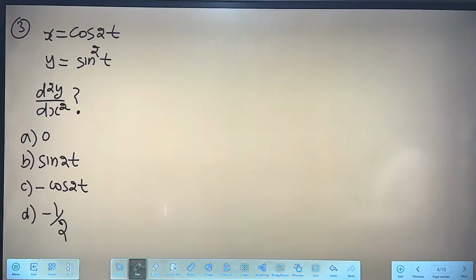2 questions we already have solved, and this is the third question. X is given cos 2t and y is given sine square t. How to solve this question? Yeah, you can try, and then I'll also try and tell you the answer. X is given cos 2t, y is given sine square t. So how to find the answer?